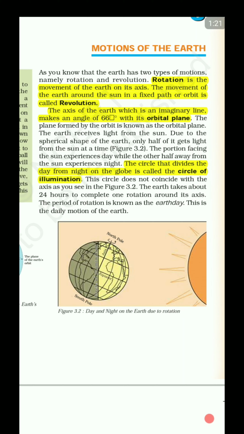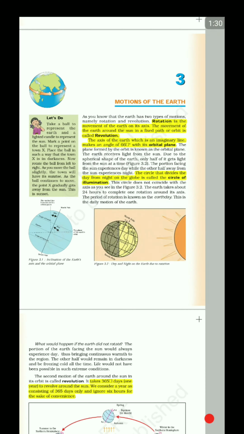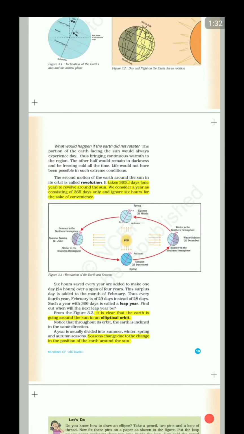The Earth takes about 24 hours to complete one rotation around its axis, and the period of rotation is known as the Earth day, right? And this is the daily motion of the Earth, as we have already discussed.